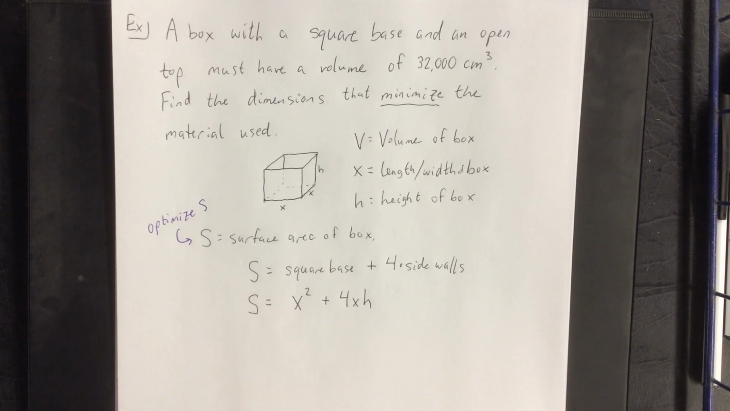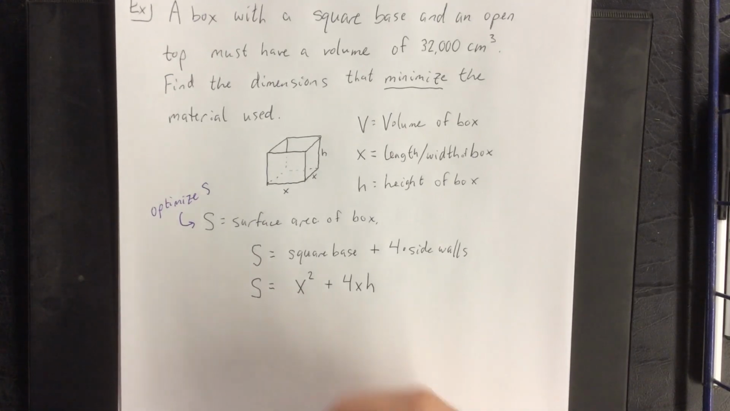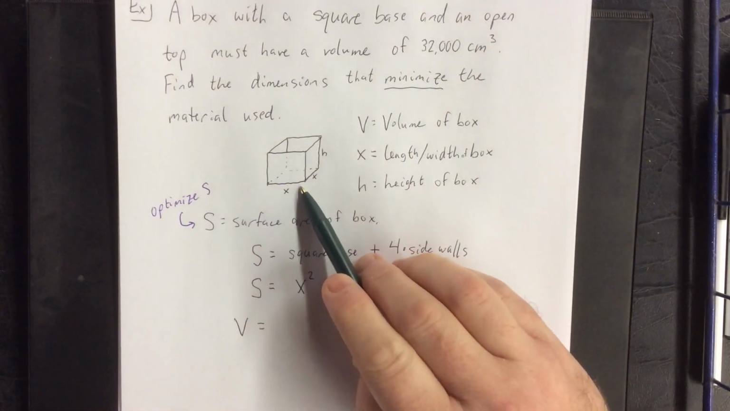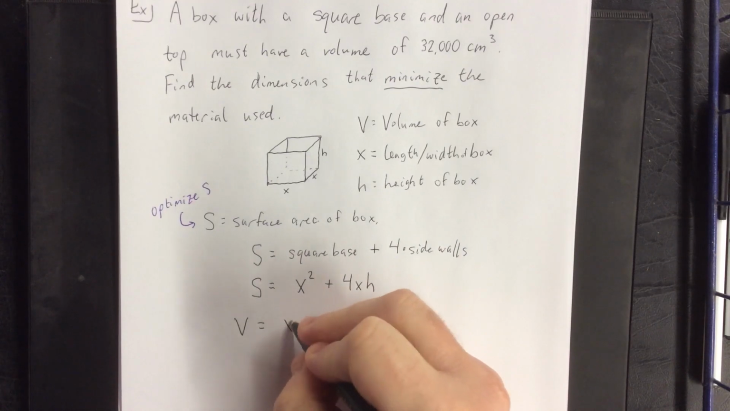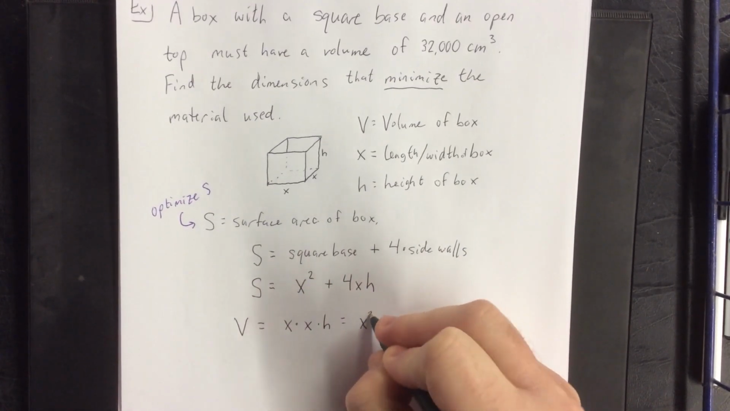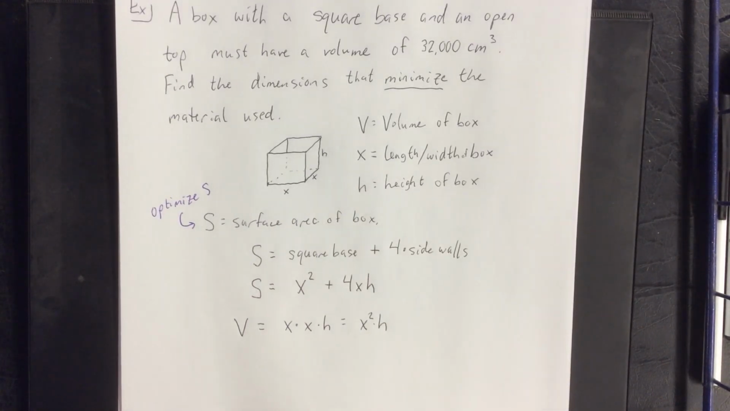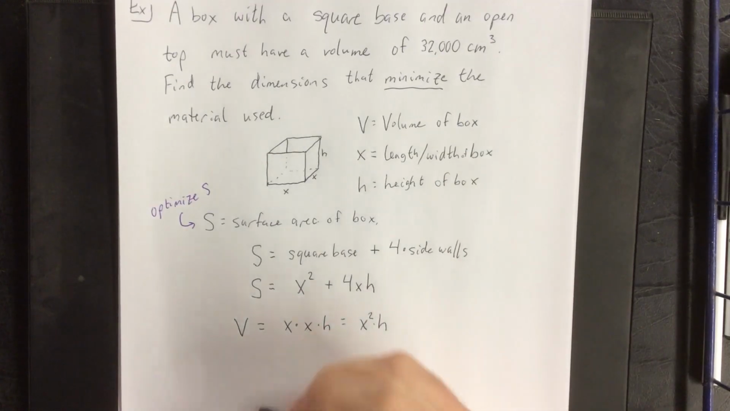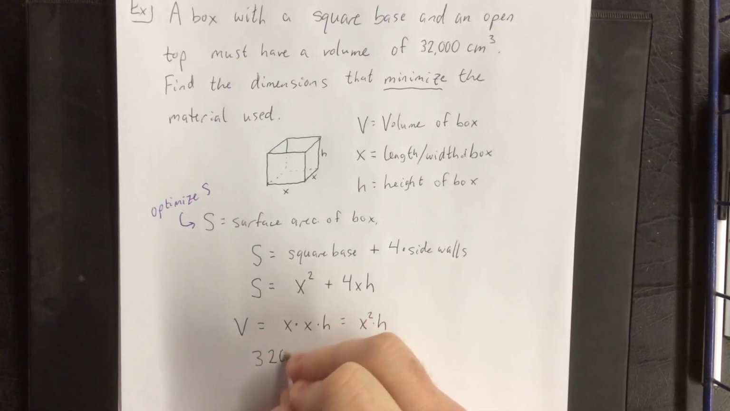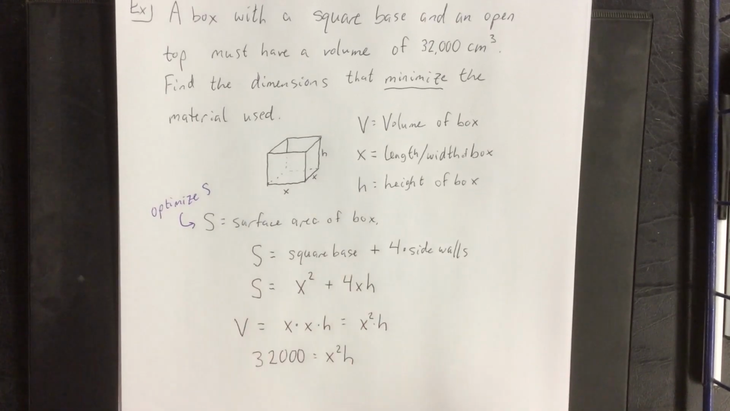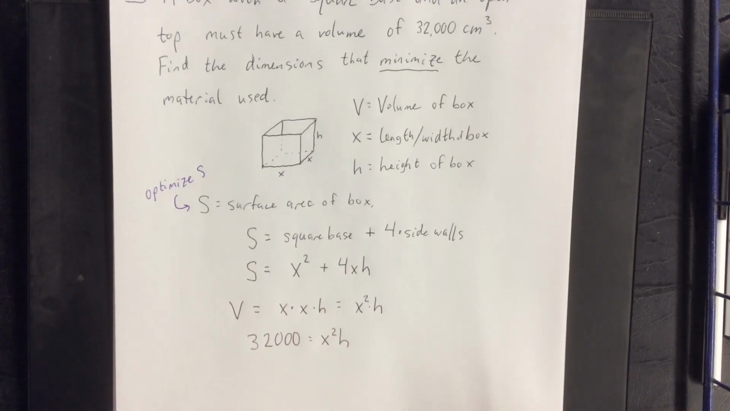Now, we need to relate these variables in such a way where we can make a substitution on this as well. That's where the volume is going to come in. The volume of a box is supposed to be the length times the width times the height. In this case, that would be x times x times h, or more simply, x squared times h. But we were told what the volume of the box is. The volume of the box is 32,000 cubic centimeters. So 32,000 is going to be equal to x squared times h.